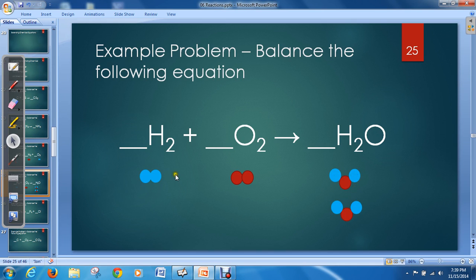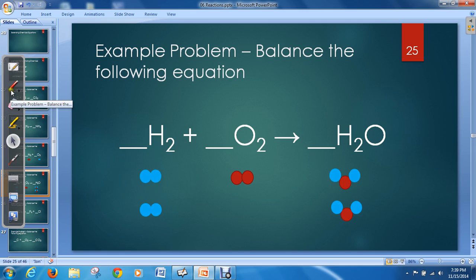Now we've got two blue on this side, but four on this side. So we need to increase the number of hydrogens we have on this side. Let's make another set of these, and now let's count it out. We have 1, 2, 3, 4 blues or hydrogens on this side, and 1, 2, 3, 4 blues or hydrogens on this side. So that's balanced. Now we've got 1, 2 reds or oxygens on this side, and 1, 2 reds or oxygens on this side. So it's balanced, right? We have the same number of dots on each side.